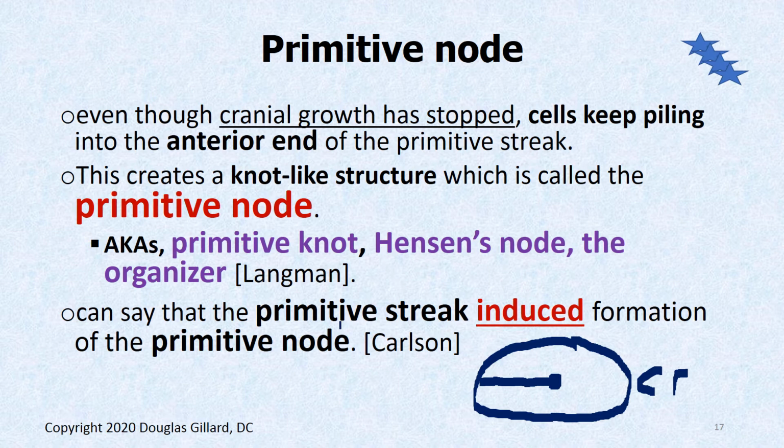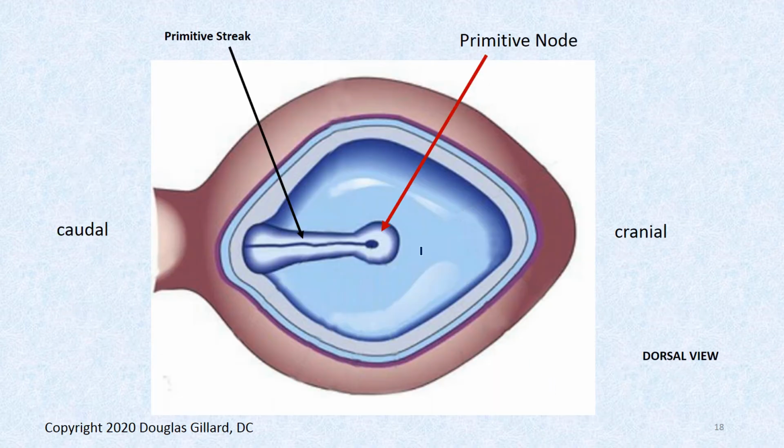You could also say that the primitive streak induced the formation of the primitive node, if you want, because the primitive streak grows first, and then cells move forward and pile up into this bump. And those cells are magical up here. They have all sorts of special genes turned on. We'll continue to talk about that. But there's a picture, better than I could draw, of what we've created so far.